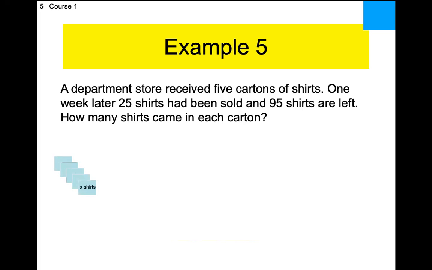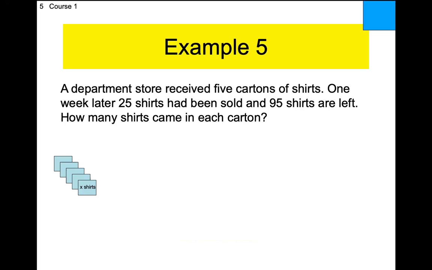Therefore, altogether, guess what I have, just right here from this one picture? 5X. I got 5X. Do you see that? Yeah, I saw 5 times X. 5 is the number of cartons. X is the number of shirts in each. So how many shirts do you have? I don't know. 5X. Okay.